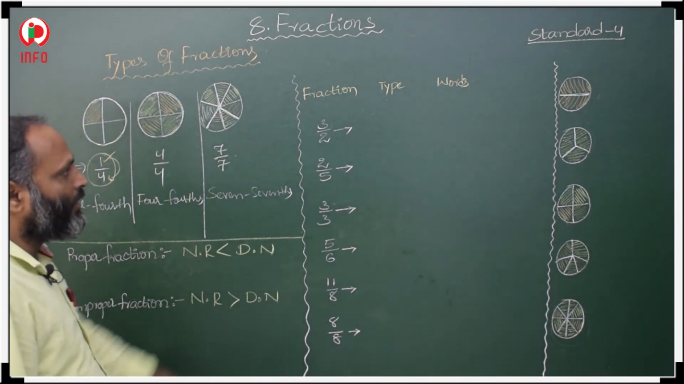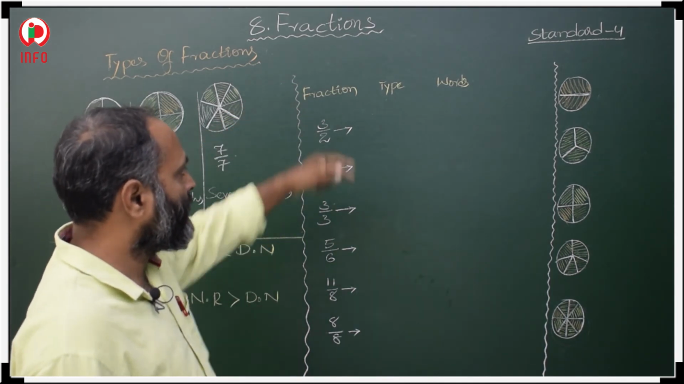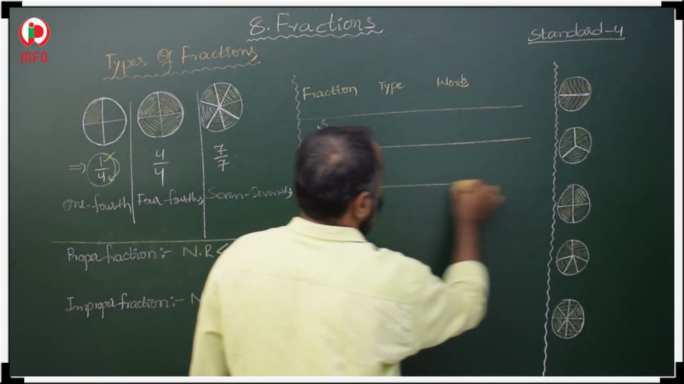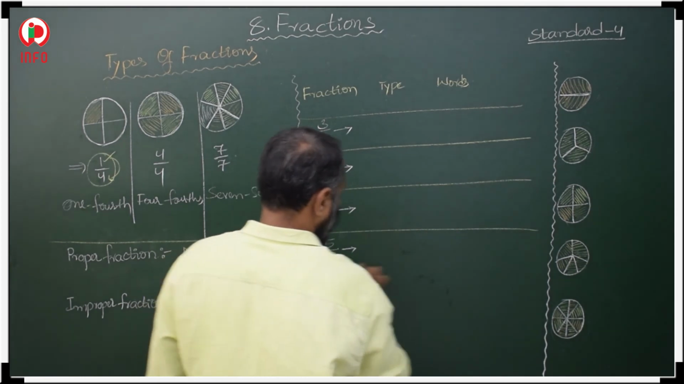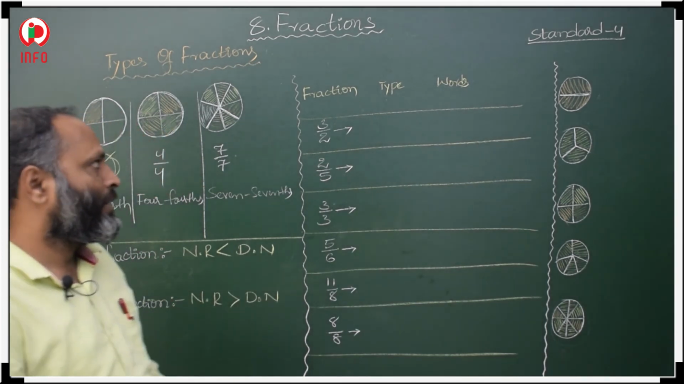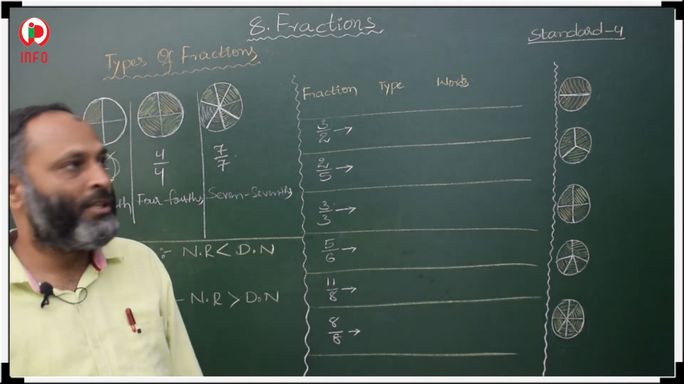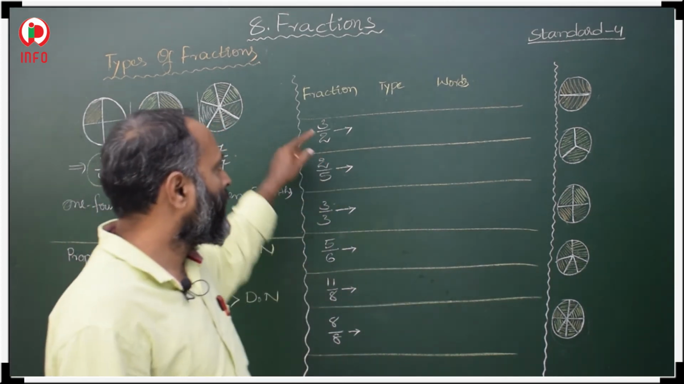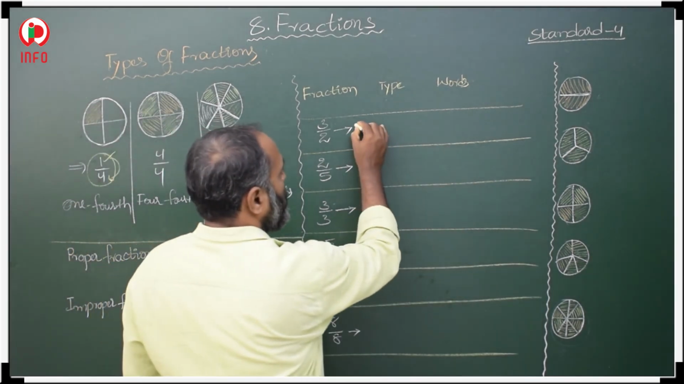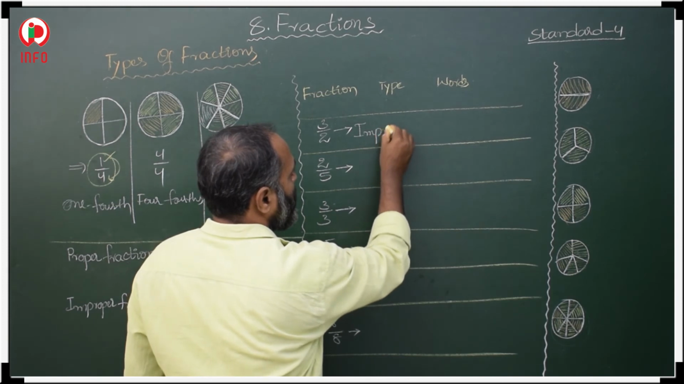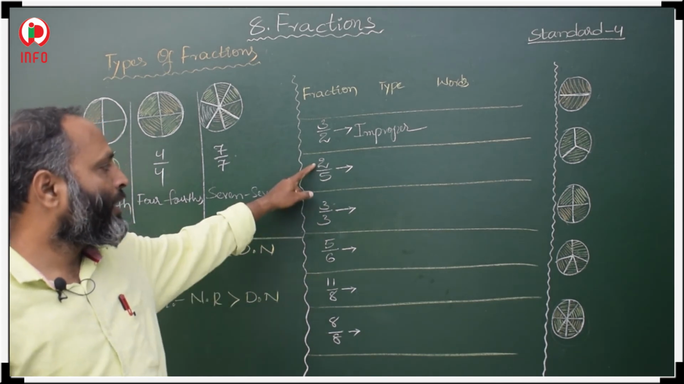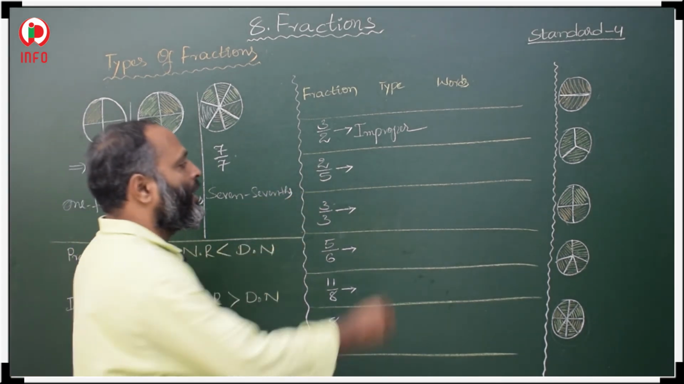Now, some fractions are given. We have to write which type of fraction each one is, and also write it in words. Total 6 fractions are given, and in these 6 fractions we have to identify proper and improper fractions. Here the numerator is greater than the denominator, so this is an improper fraction. Here the numerator is less than the denominator, this is a proper fraction.